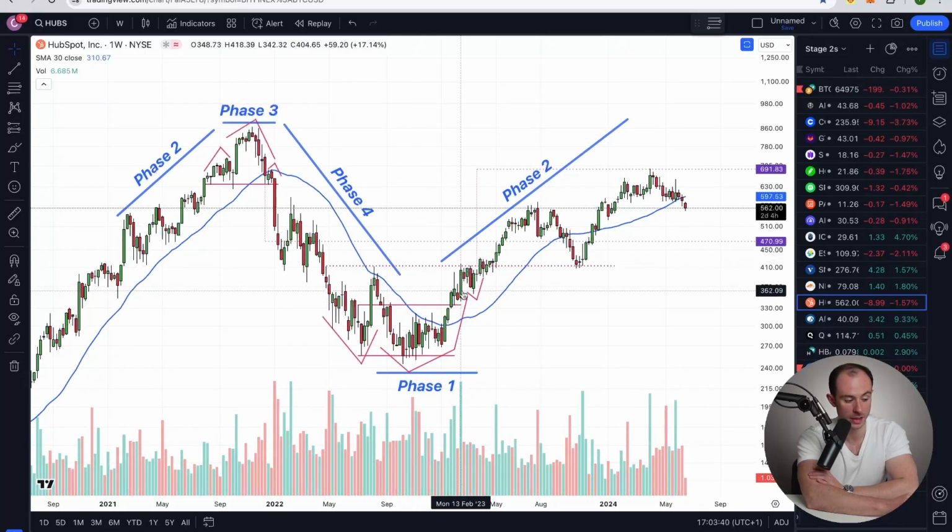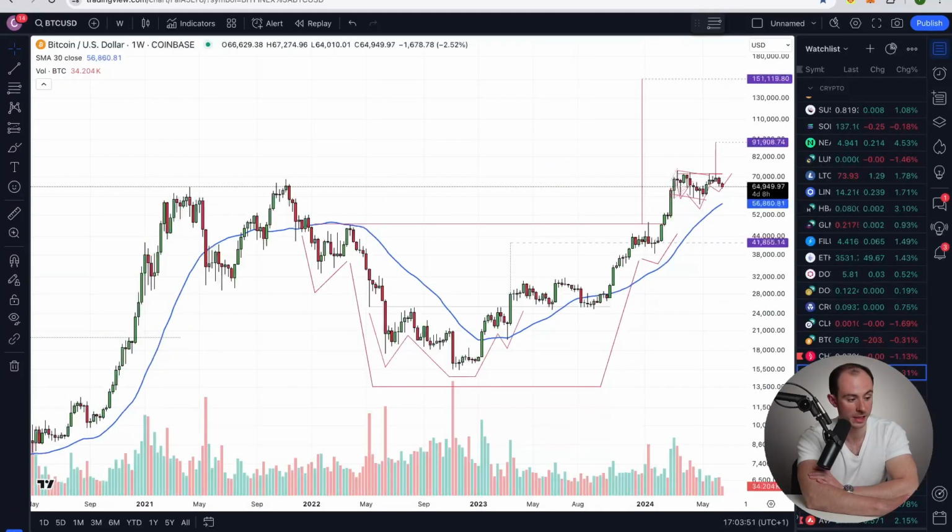You've got this resistance level here. You've got an inverse head and shoulders here. Look at how perfectly this made our inverse head and shoulders target. You get a breakout, then you get a retest, which shakes everybody out before you then see higher prices.